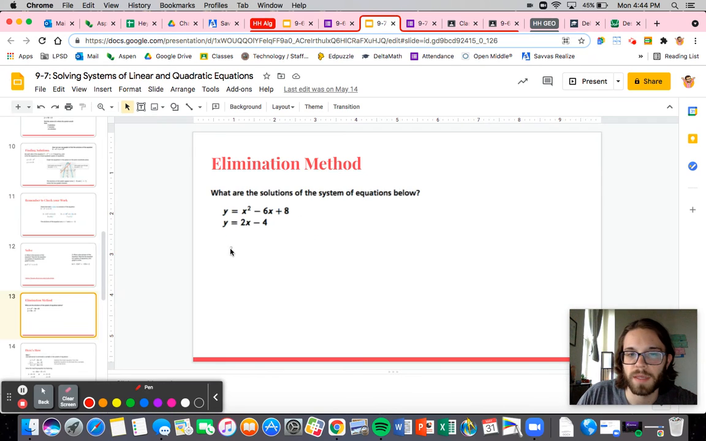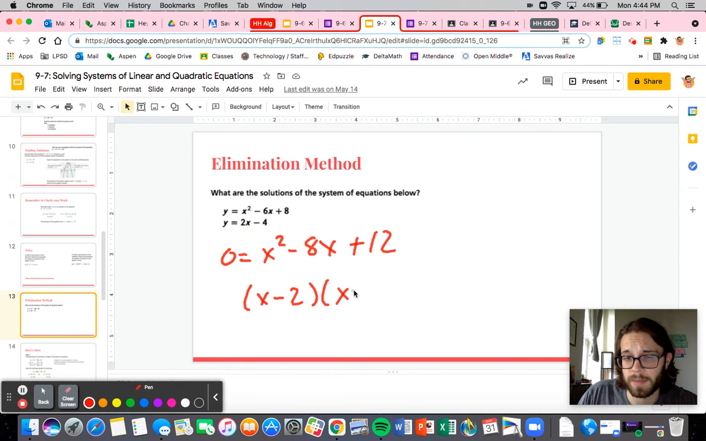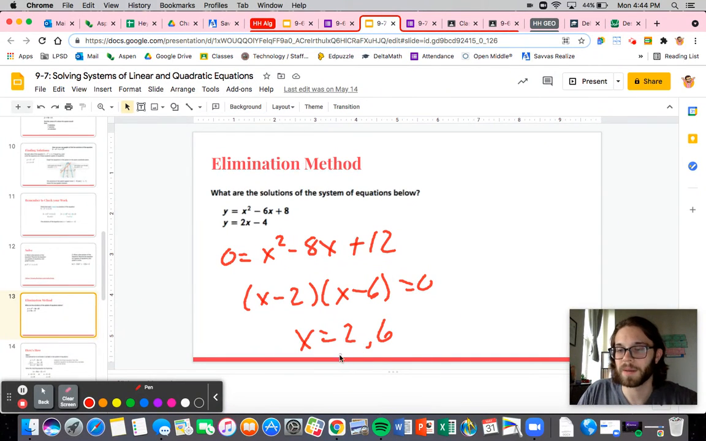Okay, so I ended up with 0 is equal to x squared minus 8x plus 12. I need factors of 12 that add up to negative 8. They're both negative. So I need x minus 2, x minus 6 is equal to 0. So I would get x equals 2 and 6. All right. So ultimately, all we're going to be doing is combining them and then solving the same way we would have always solved.